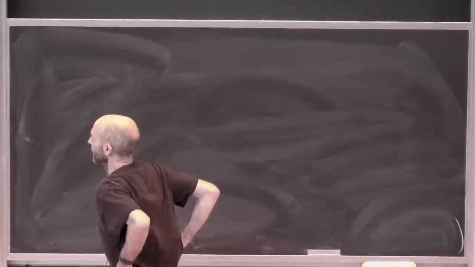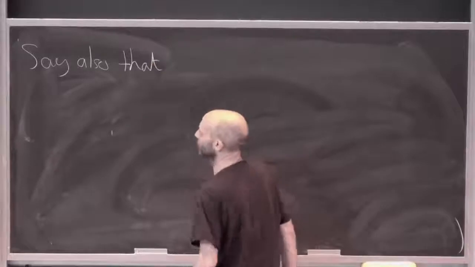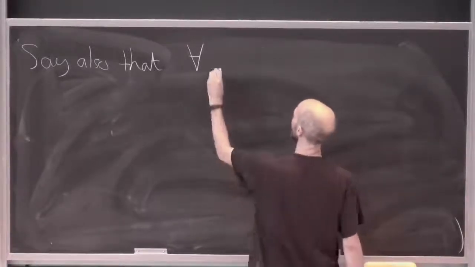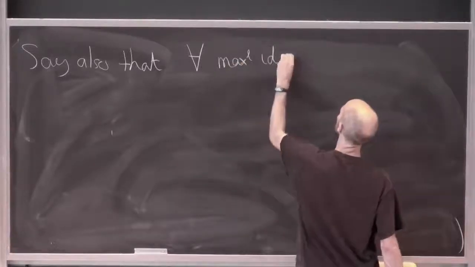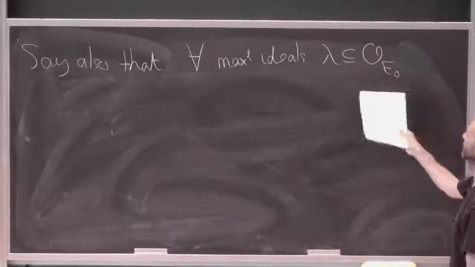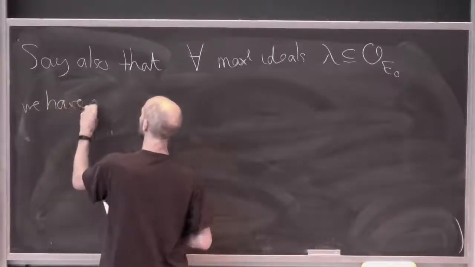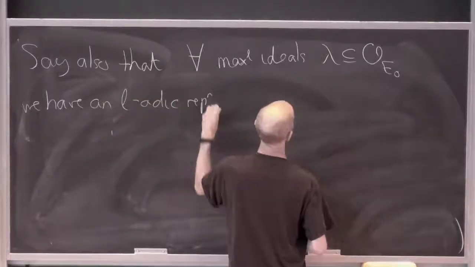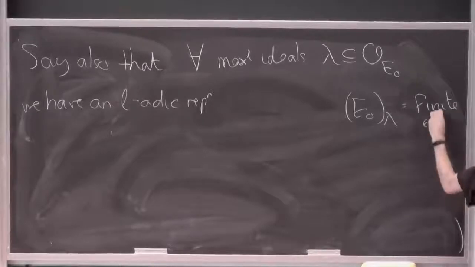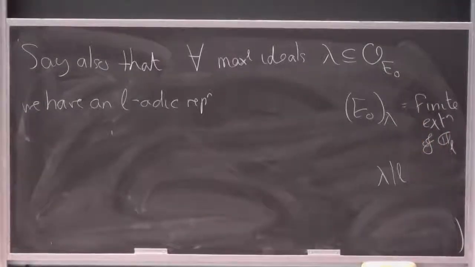Right. So now here's the crazy thing then. Now let's say also that for all primes of E0, finite places, whatever, for all maximal ideals lambda living in the integers of E0, right? So if E0 is Q, which is fine, then I'm taking a prime number. I mean, for all maximal ideals lambda of E0, we have an L-adic representation. So you see, I've got a prime, so I can complete E0 at lambda, right? That's some finite extension of QL, where lambda divides L, right? This prime ideal of the integers of this number field will contain a prime number, L.